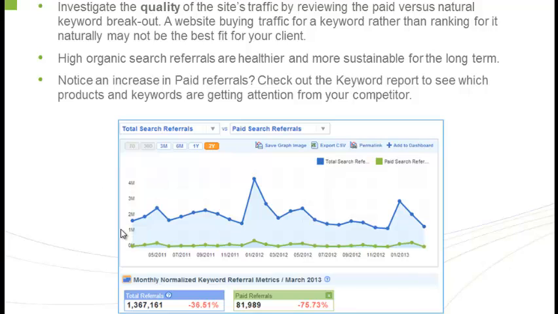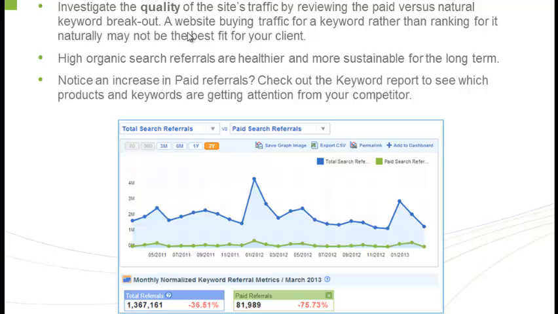The next report I would definitely take a look at is search referrals. So understand the paid versus natural strategy of a competitor or prospect site. Investigating the quality of a site's traffic by reviewing the paid versus natural keyword breakout will help you understand what products they're going after, how much money they're putting into search strategy. A website buying traffic for a keyword rather than ranking it naturally may not be the best fit for your client. So paying attention to high organic search referrals is important because high organic search referrals are healthier and usually more sustainable for the long term.